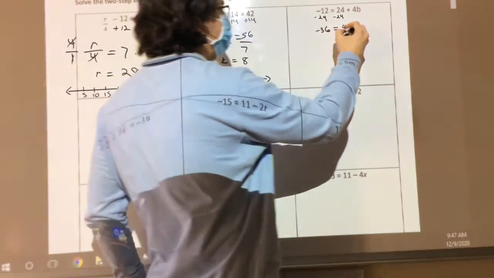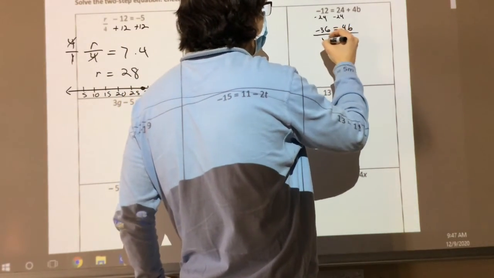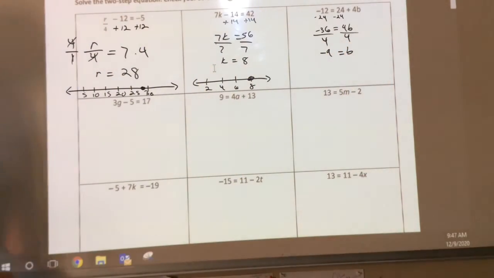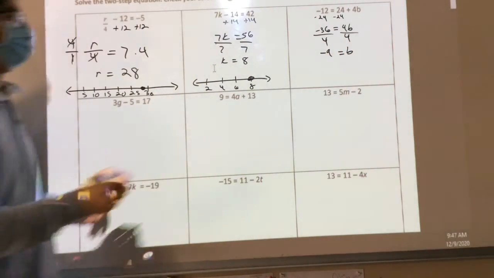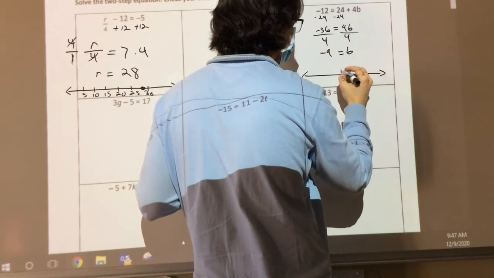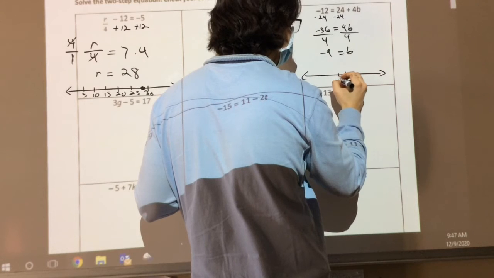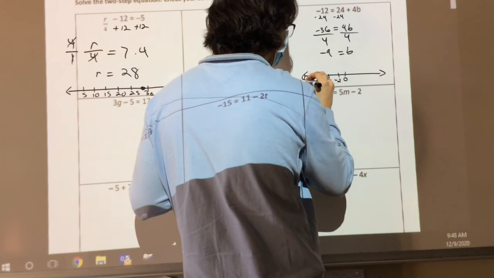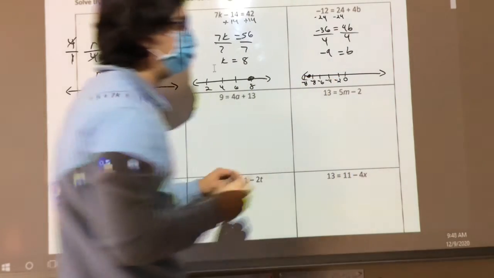So we're going to divide both sides by 4. We're going to find that negative 9 is equal to b. Do we agree? All right, so if I graph this, I'm going to start at 0, negative 2, negative 4, negative 6, negative 8, negative 10, right over there.